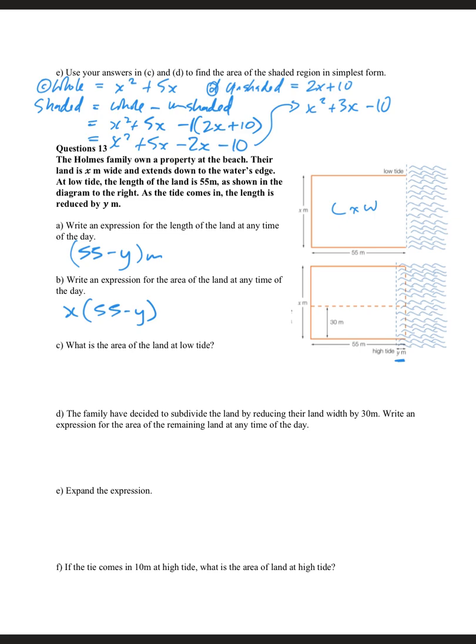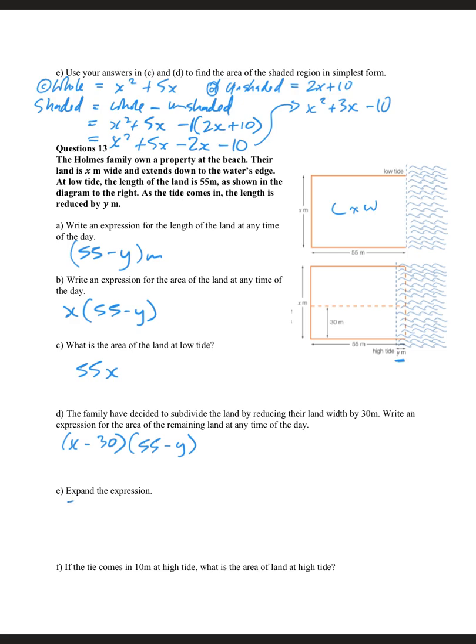What is the area of the land at low tide? Well, at low tide it's 55 meters long, so it's going to be 55 times by x, which is 55x. The family have decided to subdivide the land by reducing their land width by 30 meters. Write an expression for the area of the land remaining at any time of the day. So they're reducing their width by 30, so now it's going to be x take 30 wide. And the length at any time of day is 55 take y. That's the expression there.